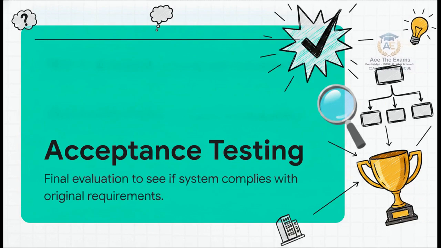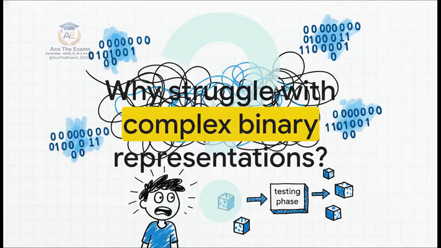Remember, this isn't about code efficiency anymore. It's entirely about business compliance. But here is a fascinating challenge that comes up constantly in the examiner reports. Why do candidates struggle so much with interpreting complex binary representations during these testing scenarios? We often see students completely freeze up when data interpretation is required.